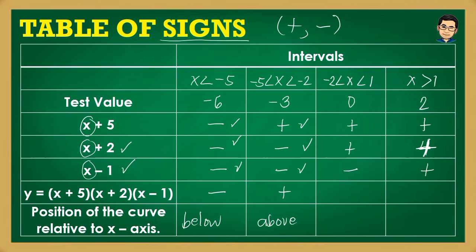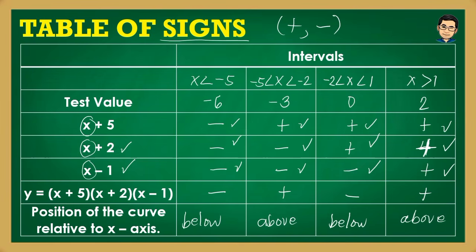And then, positive times positive, that is positive. Times negative, negative. Again, below na naman po siya. And then, finally, positive times positive, that is positive. Times positive, positive. So, this is above.